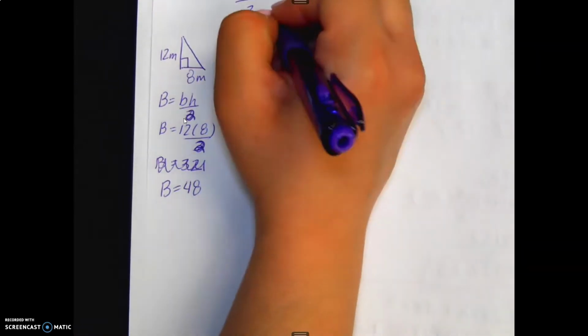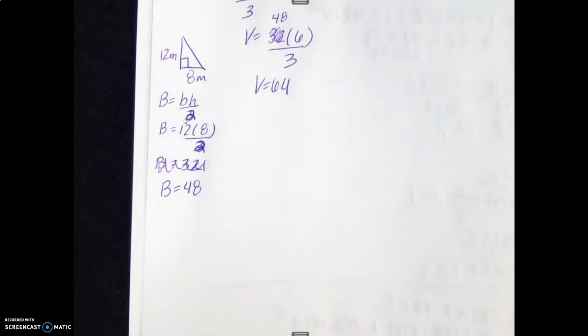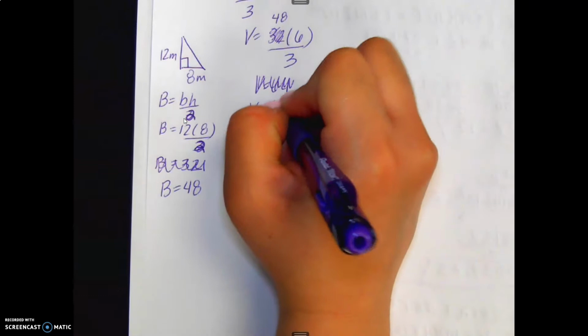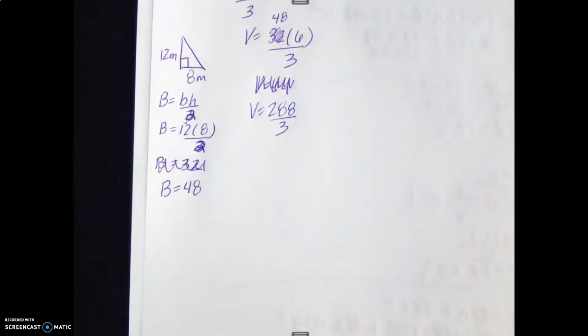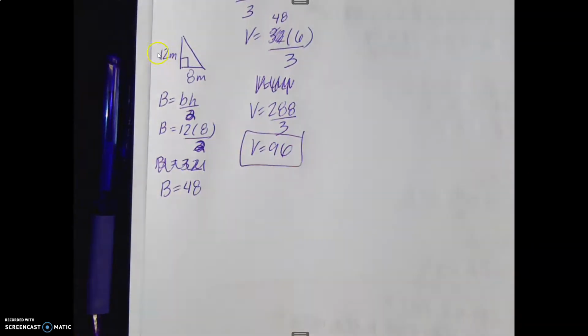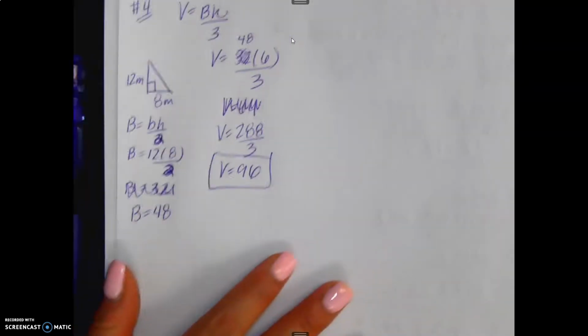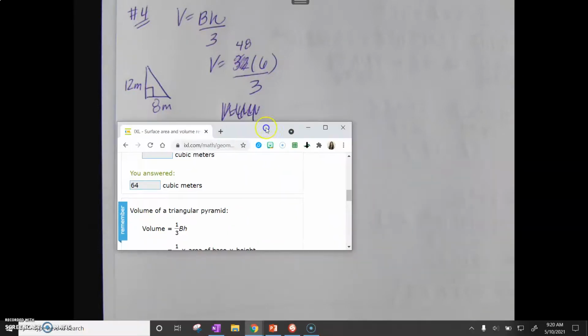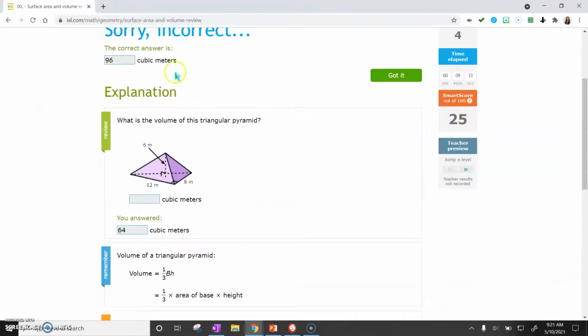So if I plug in that 48 times 6 is 288 divided by 3. Yes, and that gives me my 96. All right, so that was my mistake. Whenever I was calculating big B, I was supposed to do 12 times 8 divided by 2. I was accidentally looking at this formula right here. So 12 times 8 divided by 2 gave me 48 instead of 32. So I just swapped that into my formula. Still the same process, made a mistake there. Volume should have been 96 instead of 64, which is what it tells me.